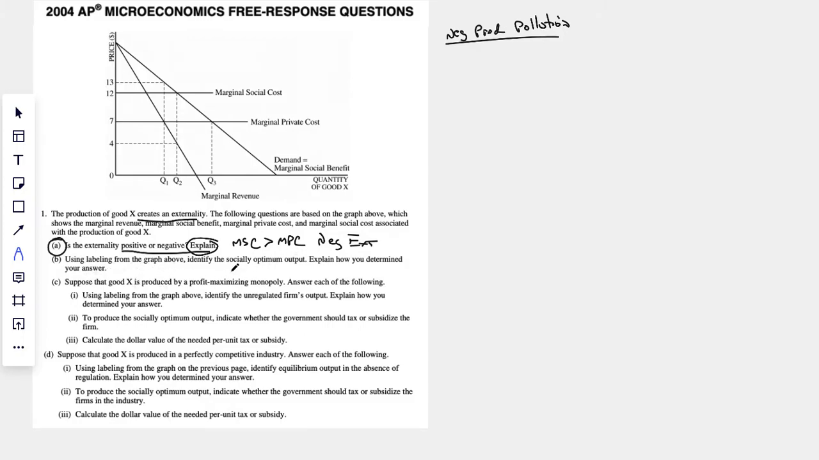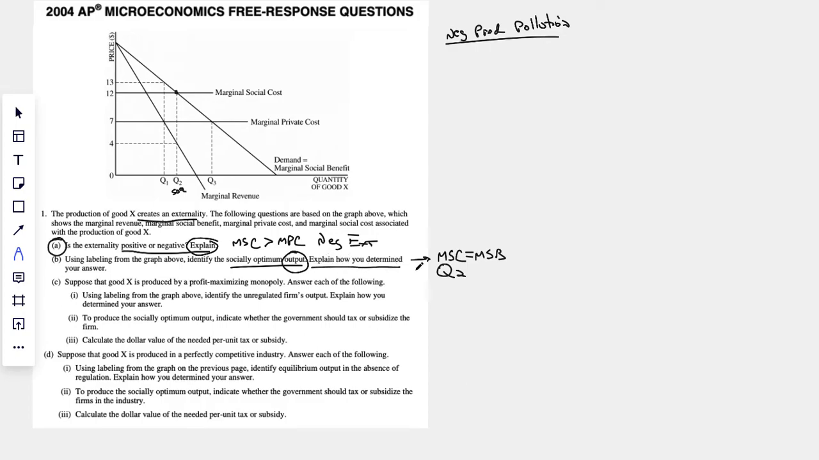Using the labeling from the graph above, identify the socially optimal output. Explain how you determined your answer. We know that with externalities, where marginal social cost equals marginal social benefit, that is the socially optimal quantity. Don't forget that, because it's important to know that Q2 here is our socially optimal quantity. And they do ask us for the output, so we want to make sure that we say Q2.